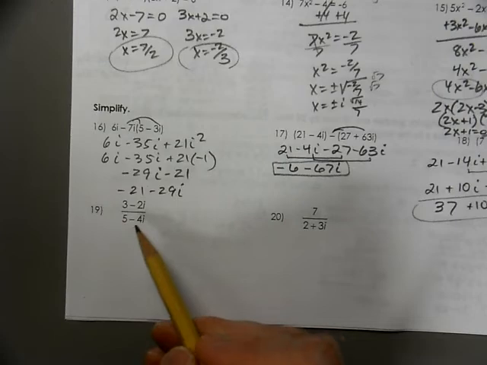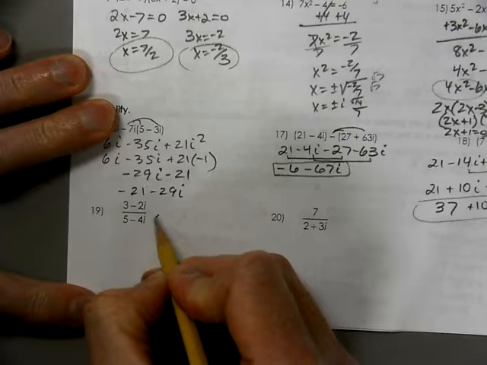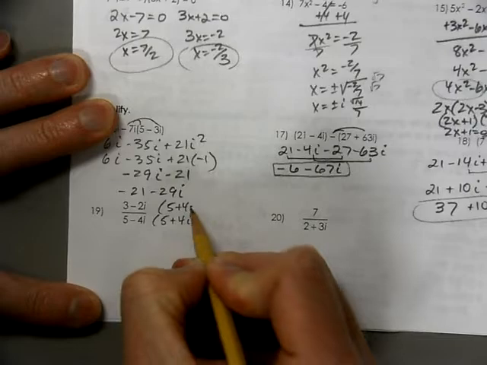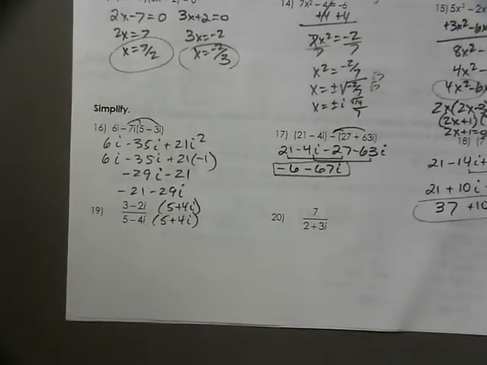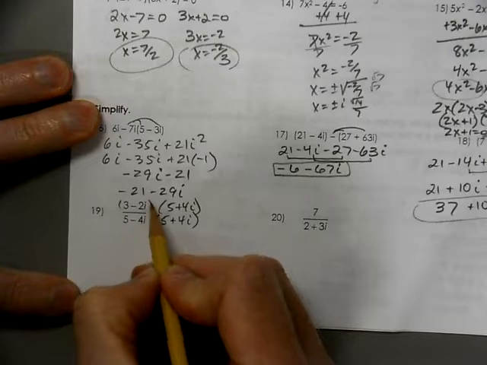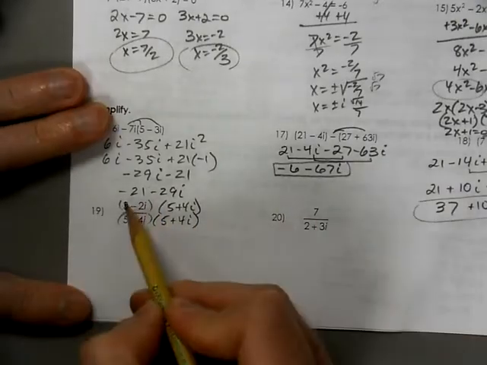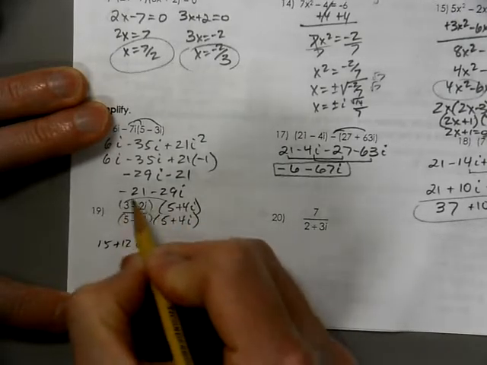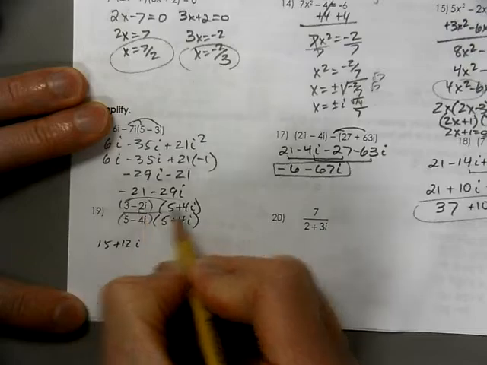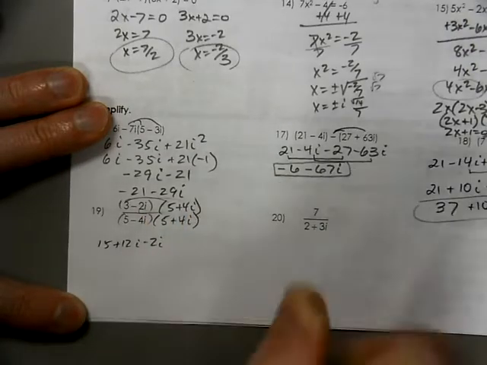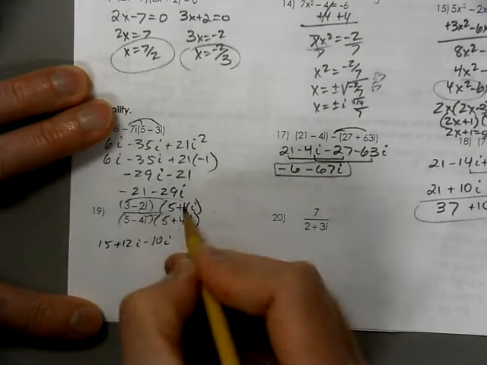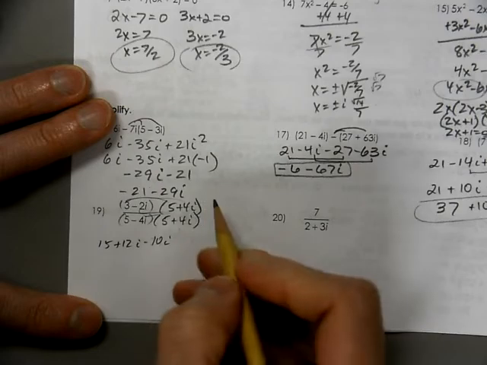Here we have a quotient. We're going to take the denominator that has an i. We're going to multiply by what's called the conjugate. We multiply that to the bottom and top of the fraction. Because these are both binomials, we're going to FOIL this all together. So 3 times 5, 3 times 4i, -2i times 5, and -2i times 4i.